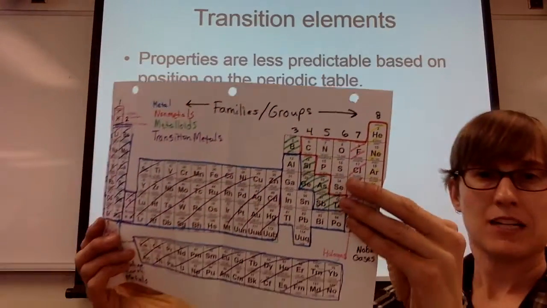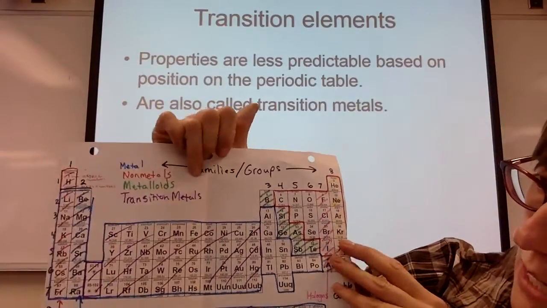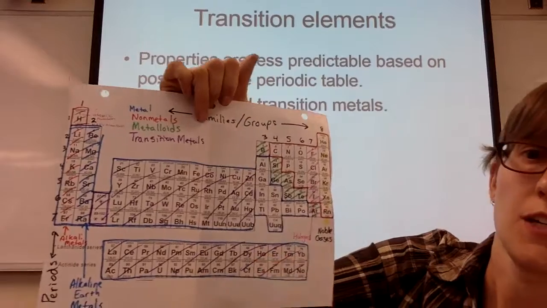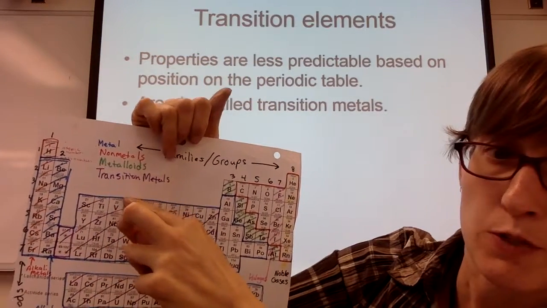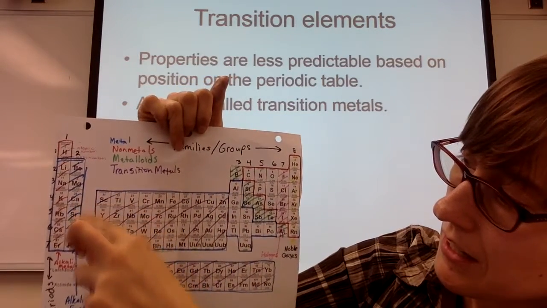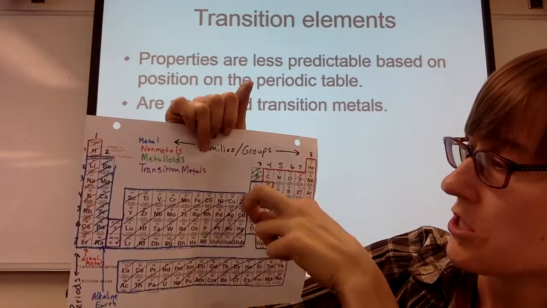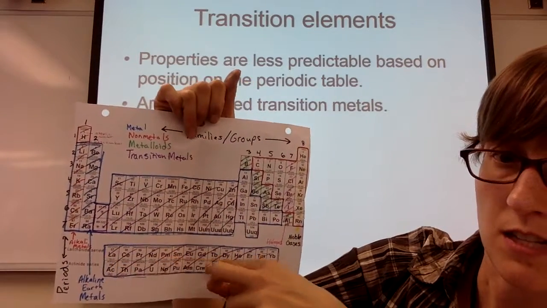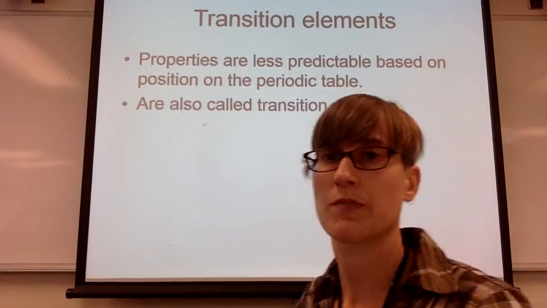We have a group of metals that are called transition metals, and because of where they're on the periodic table, their properties are not super predictable. So you'll see that I label transition metals here, and this whole area, all of these that make this little block here, are transition metals, as are these ones on the bottom. So please mark your transition metals on your periodic table.